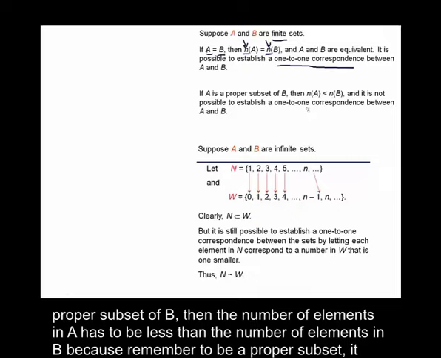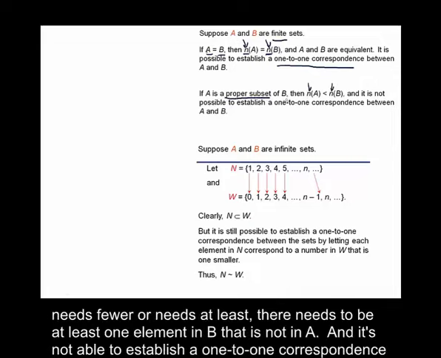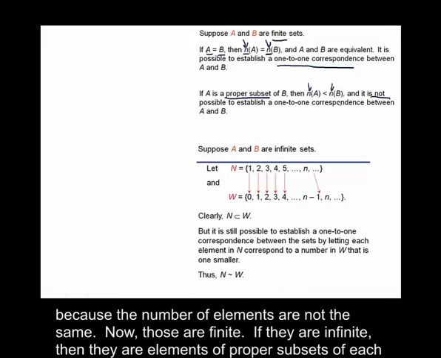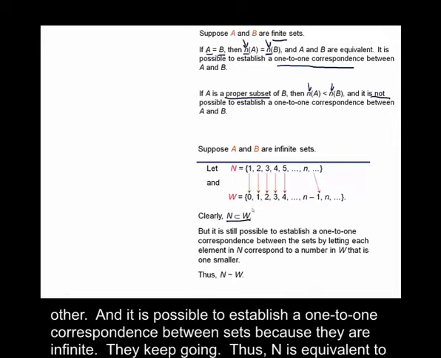If A is a proper subset of B, then the number of elements in A has to be less than the number of elements in B, because remember, to be a proper subset, there needs to be at least one element in B that is not in A. And it's not possible to establish a one-to-one correspondence because the number of elements are not the same. Now, those are finite. If they're infinite, then they are elements or proper subsets of each other.